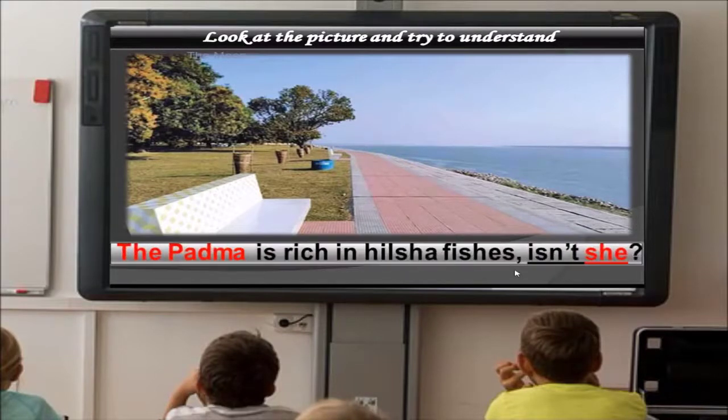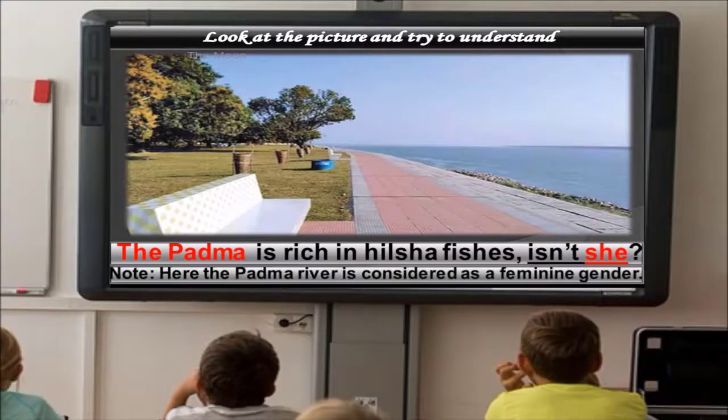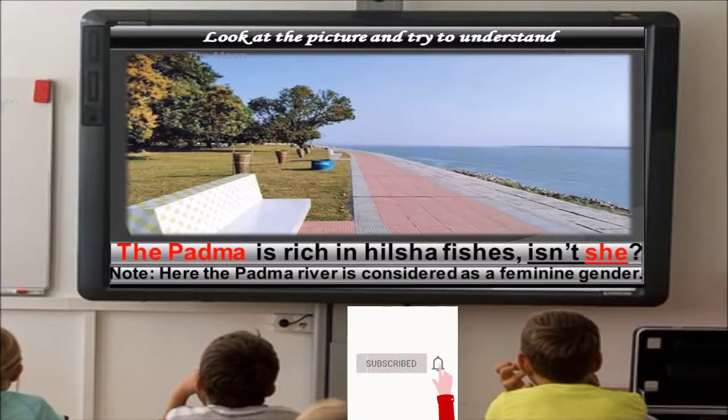Look at the picture and try to understand. The Padma is rich in hill surfaces, isn't she? Here, the Padma river is considered as a feminine gender. Okay? Do you understand?